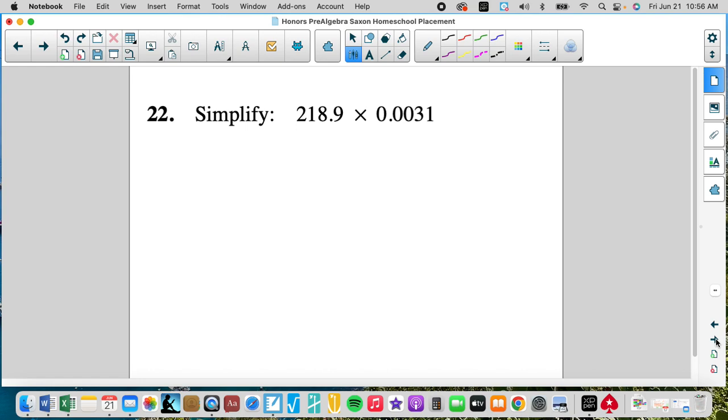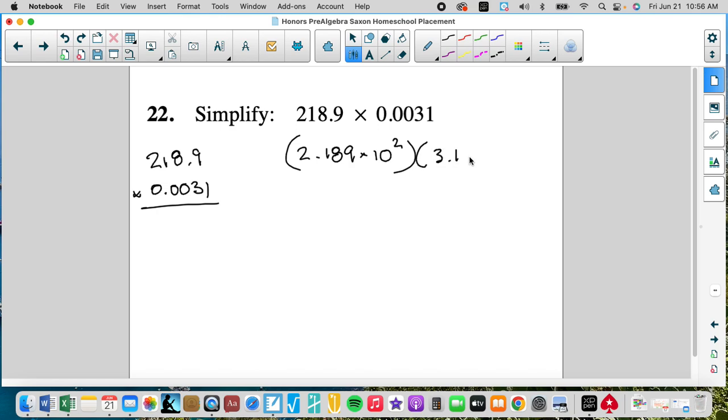So when we simplify this, there's a number of ways to do it. We can just multiply the hard numbers and use the spaces, etc. You can convert this to scientific notation: 2.189 times 10 to the second times 3.1 times 10 to the negative 3. So we would multiply these numbers together.